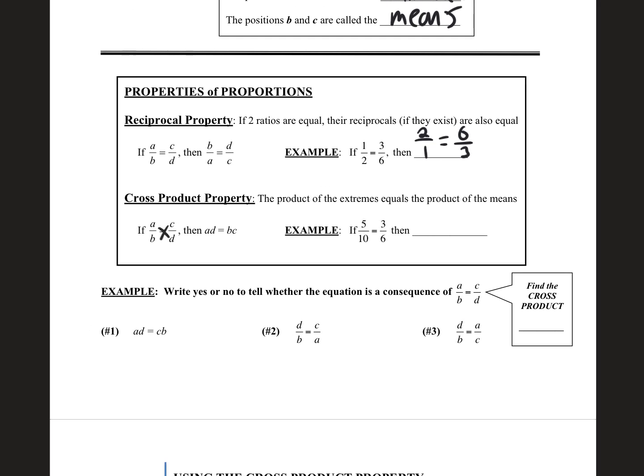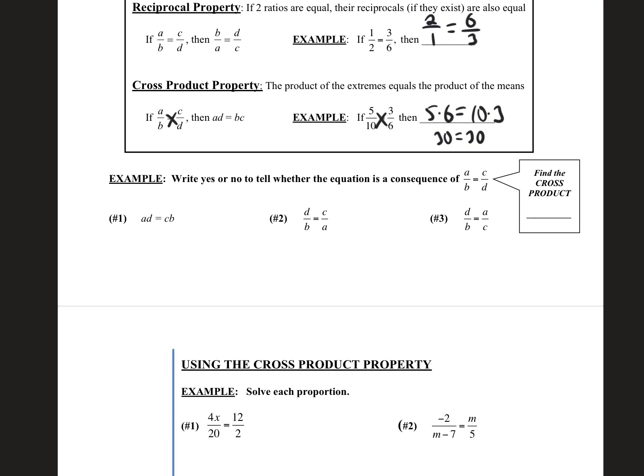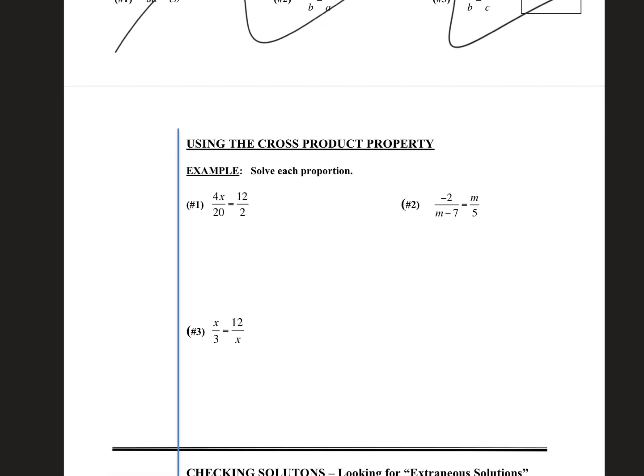Perhaps the more important one, though, is called the cross product property. That's basically the butterfly method. I don't know if you guys have heard of that, where you cross multiply, right? So 5 times 6 equals 10 times 3. Is that true? 30 equals 30? It is, okay? Nice. I don't really like this example down here, so we're going to skip it. We'll move down to the actual solving.